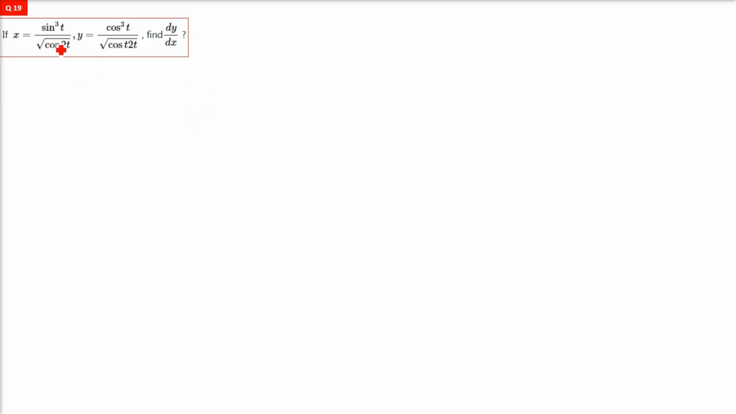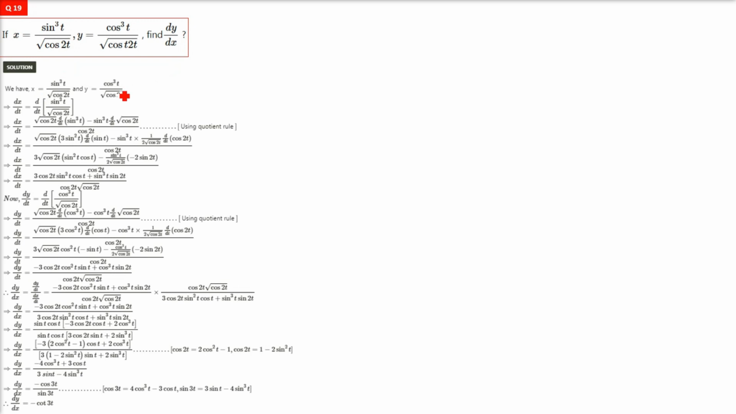X is equal to sin cube t by under root cos 2t. Y is equal to cos cube t by under root cos 2t. We have to find dy by dx. Now this question involves many things. So the first thing you have to look at very carefully.